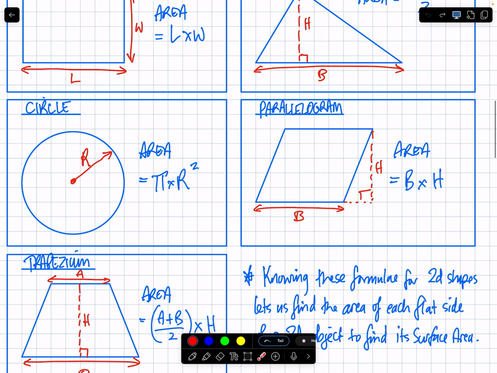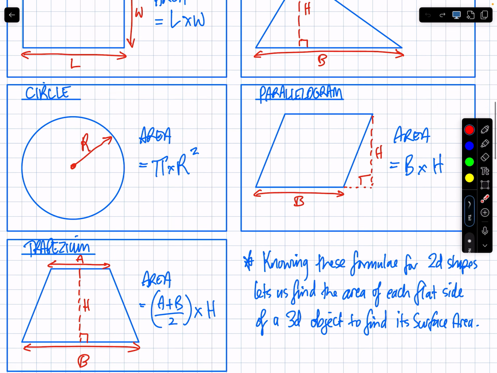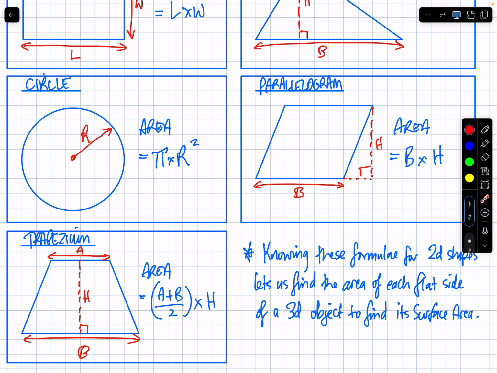I'll get the trapezium into the view. What is the trapezium? A trapezium, you find the average length of A and B. So you go A plus B divided by 2, and then you times it by the height of the trapezium.